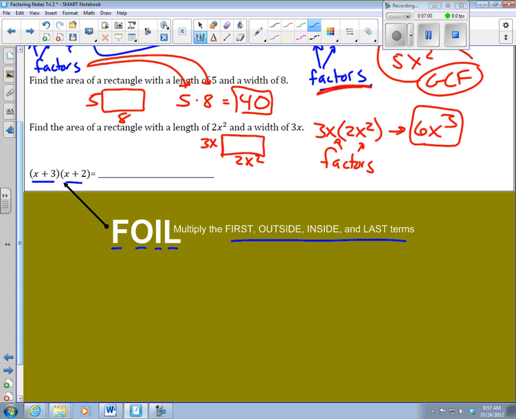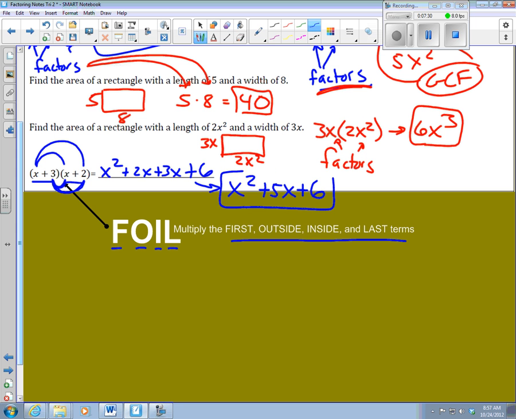Okay, so first of all, first terms, x times x is x squared. Outside, x is on the outside here, and 2 is on the outside here, so that is going to give me 2x. Inside, these two terms are on the inside, 3 times x is 3x, and finally, the last term in each one is 3 times 2, that's 6. And this is going to give me a grand total of x squared plus 5x plus 6. This is my answer right here if I was multiplying them.